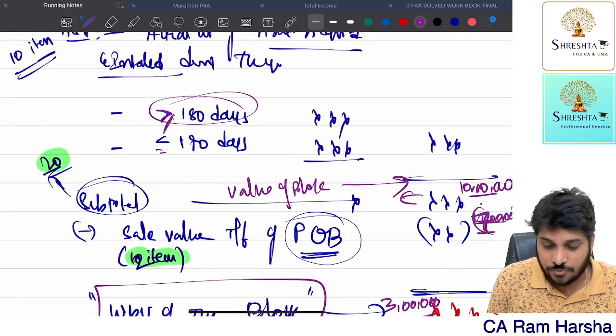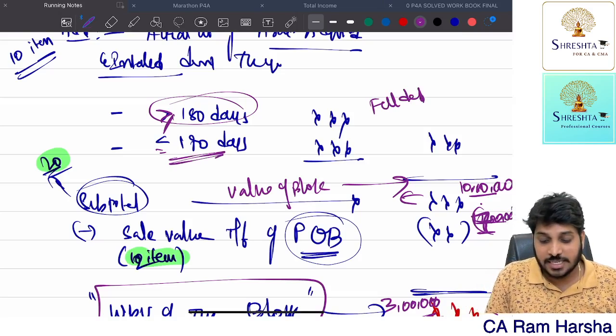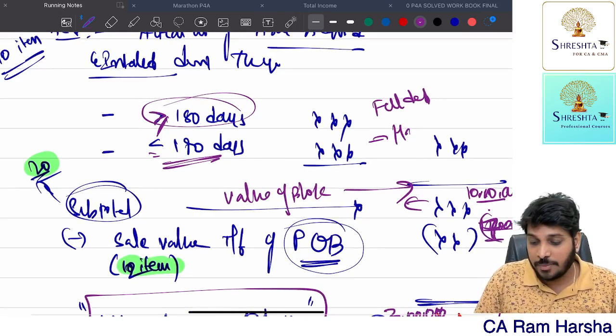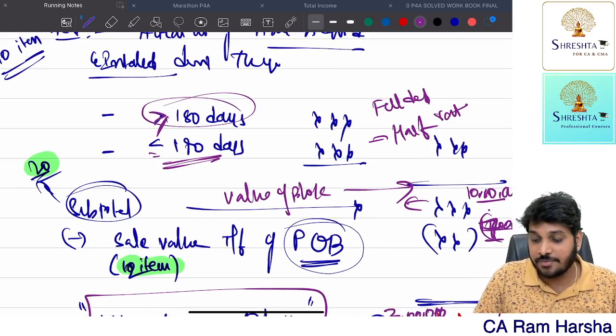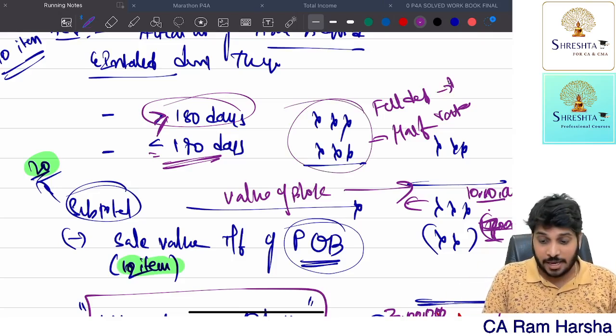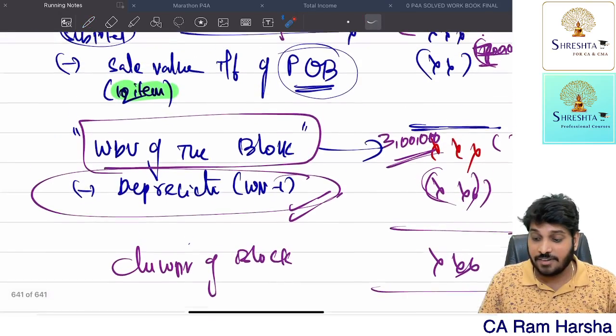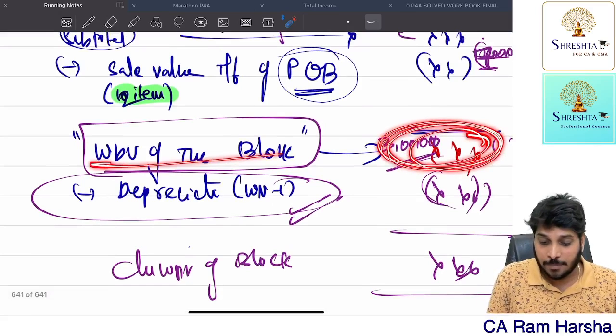If the asset is used for 180 days or more than 180 days, full depreciation we will claim. If the asset is used for less than 180, half depreciation will be claimed. Half means half rate we apply. Here we will apply full rate, but don't conclude directly. We should not apply the depreciation rate on these values. We should derive the value of depreciation based on the WDV of the block.